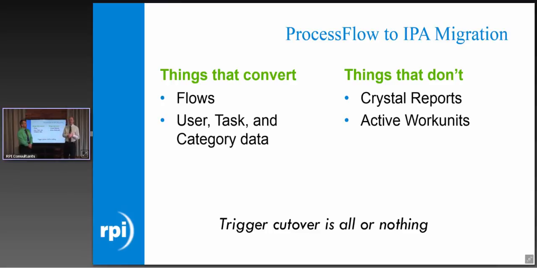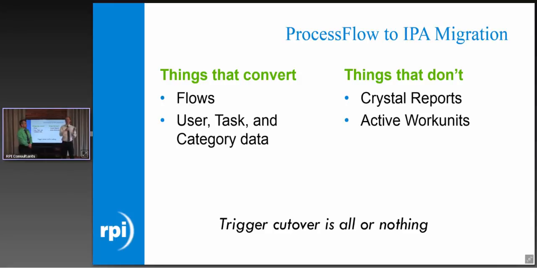Also, active work units. So any flows that are in process flow at the moment that you cut over, they don't automatically come up in IPA. They continue to run out in process flow. As part of installing IPA, you do your trigger configuration, and that's where you tell Lawson, hey, from now on, don't start a flow in BPM, connect over to the Landmark side and initiate a flow in IPA.